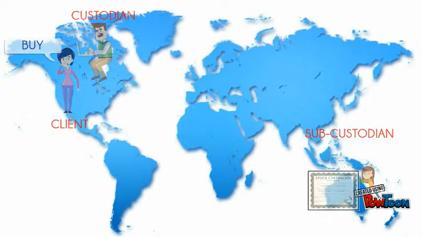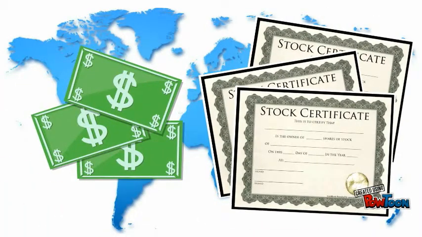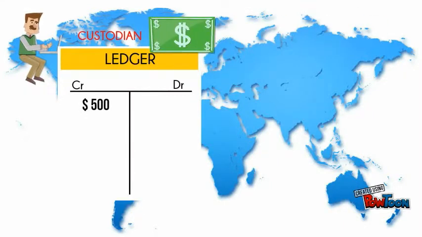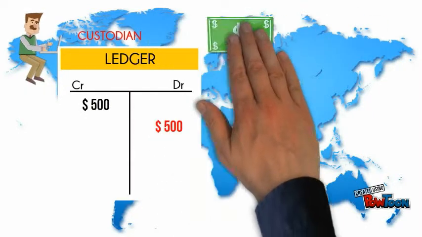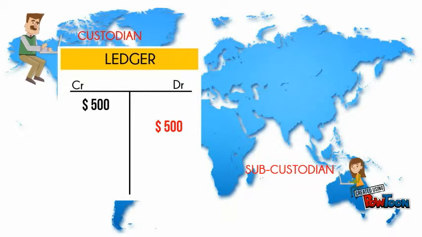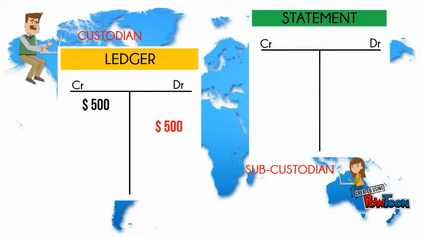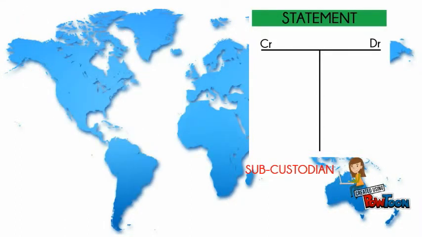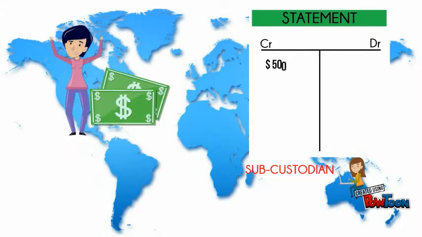Alright, to keep track of the assets and values, Noor records these in his books. One of the books is his ledger. The ledger shows how assets move in and out of his possession. Sheila, on the other hand, keeps track of another book, which is the statement. The statement shows what, at a given date or point in time, the value of assets the client has with the sub-custodian is.